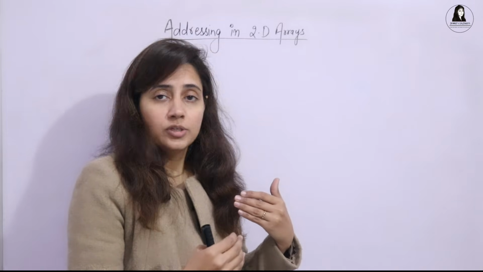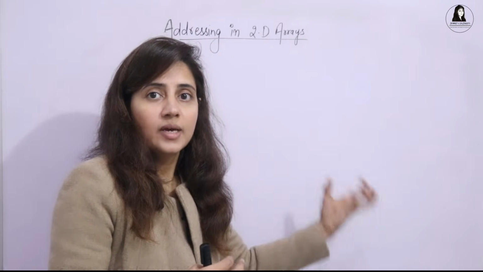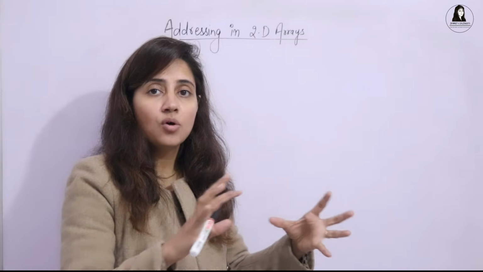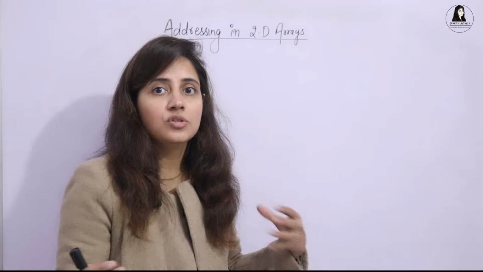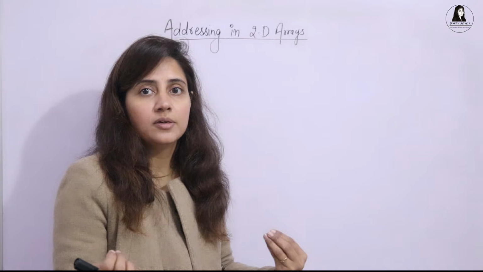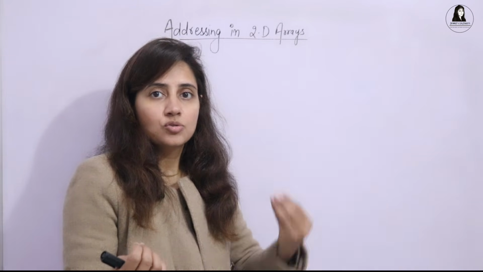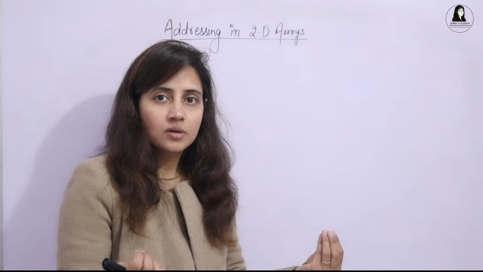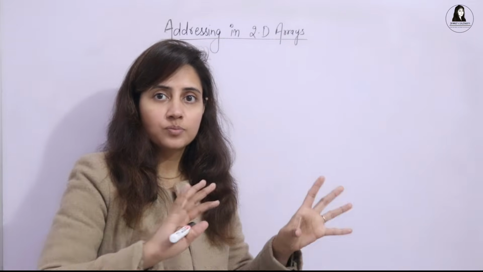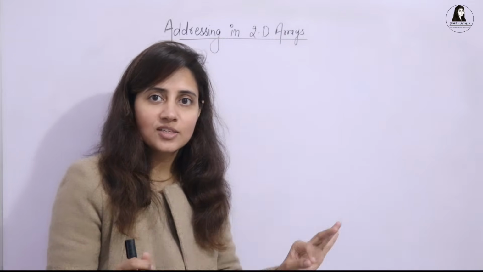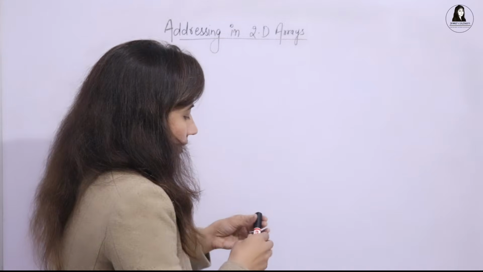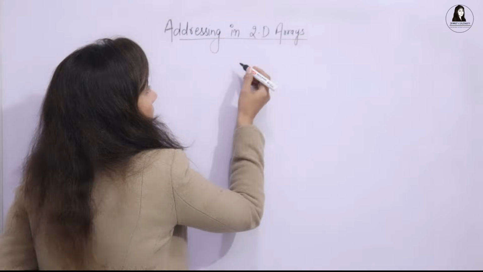Like when you say how the memory is to be allocated to those elements, means addressing of 2D array elements, how this is to be done, how the address is to be calculated, like which element is stored on which address, right? This is known as addressing of elements. So this thing we'll see in this video, right? Addressing in 2D array.